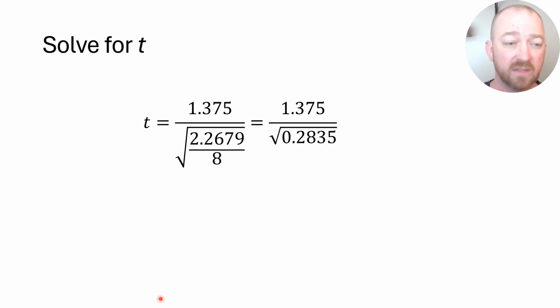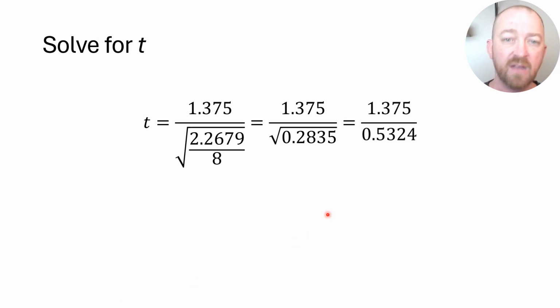So then I need to take the square root of 0.2835, which is, of course, 0.5324. Now all I have to do is divide 1.375 by 0.5324, which is, of course, 2.582. So that is our t-value.